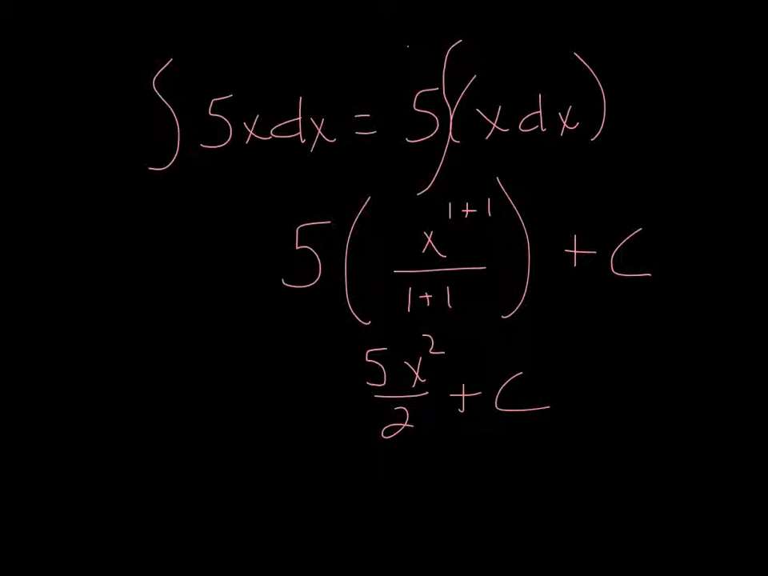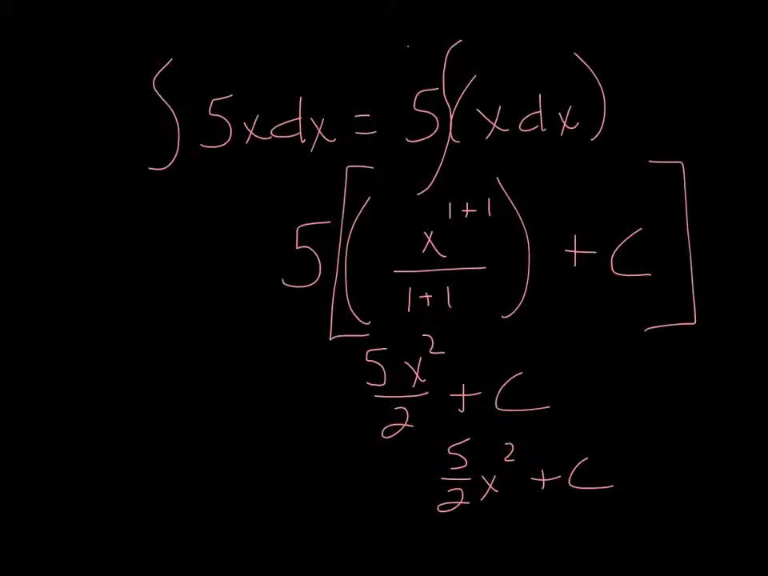That's the answer. If you want to write it as 5 halves x squared, that's fine too. We use that reverse power rule. You add 1 to the exponent and you put your new exponent in the denominator. Now, notice, and I think he mentioned this, because I always forget to mention it, if we took 5 times this whole thing, 5 times c is still a constant. So you don't have to worry about multiplying 5 times that c, you can just put plus c.